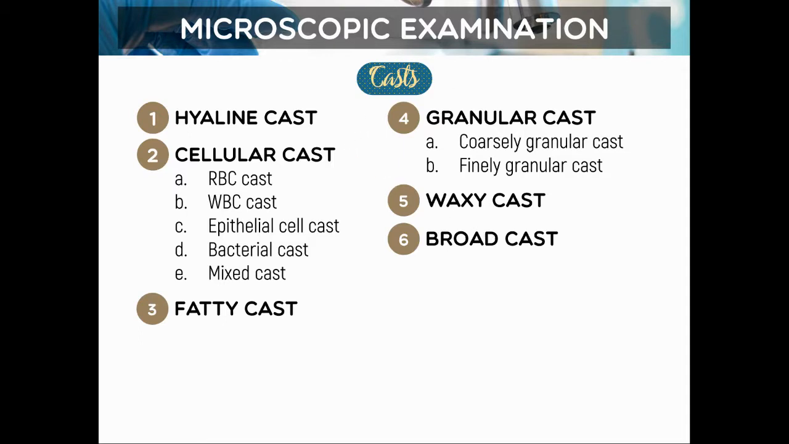So let us now go to the next group of sediments that we will be discussing. We have now our casts. We have different types of casts. We have hyaline cast, and our cellular casts, meaning the presence of cells inside the cast. There are different types of cellular casts: RBC, WBC, epithelial cell, bacterial cast, mixed cast, and also fatty cast. We have different types of granules in our casts, the granular cast, coarsely and finely granular cast, and we have our waxy cast and our broad cast.